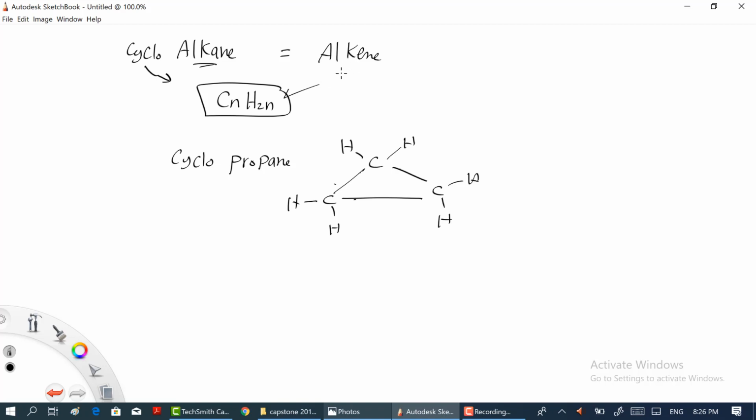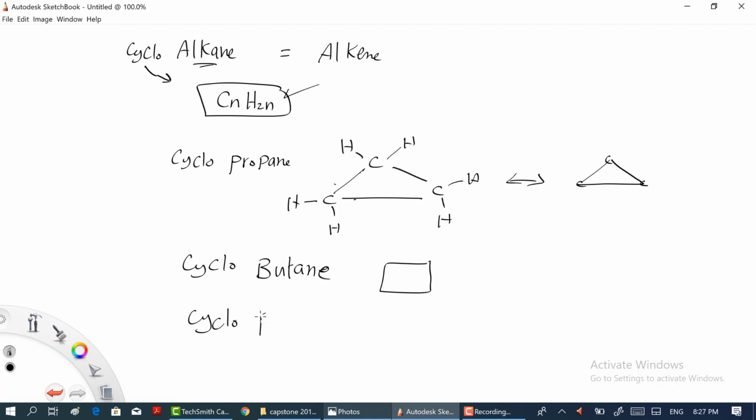But what is the difference? The word is cyclo. So maybe write it like this: a triangle. In the case of the triangle, it means you have a carbon, a carbon, and a carbon, then saturated with the hydrogen. Cyclobutane. Cyclopentane. Cyclohexane.